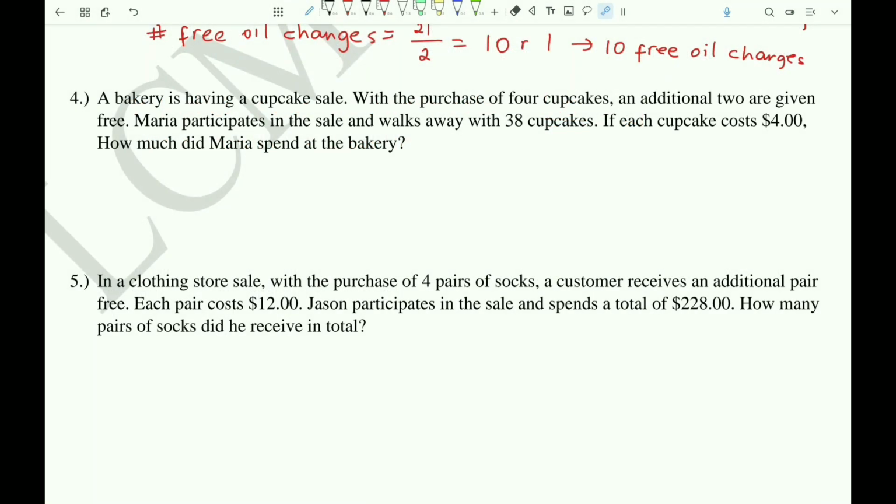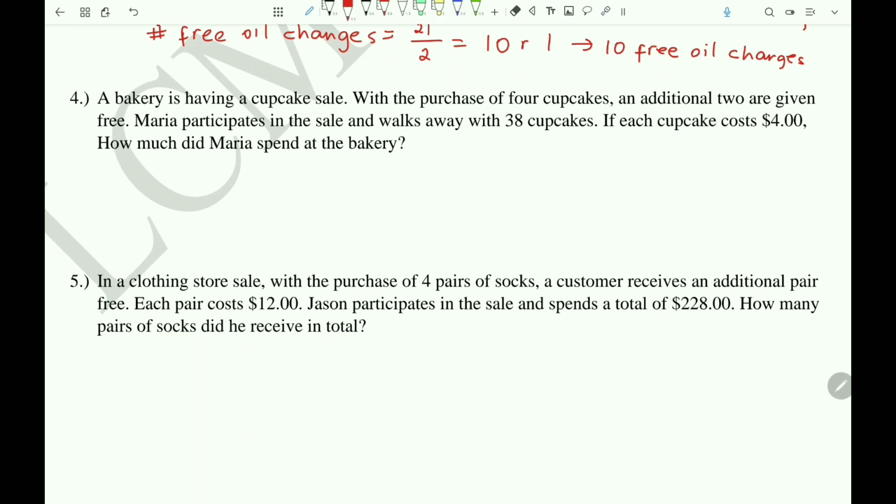Okay, so question 4 says, a bakery is having a cupcake sale. With the purchase of 4 cupcakes, an additional 2 are given free. Maria participates in the sale and walks away with 38 cupcakes. So this means that she walks away with 38 cupcakes altogether. So the ones that she paid for plus the free ones. If each cupcake costs $4, how much did Maria spend at the bakery?